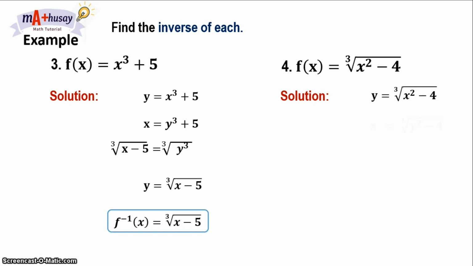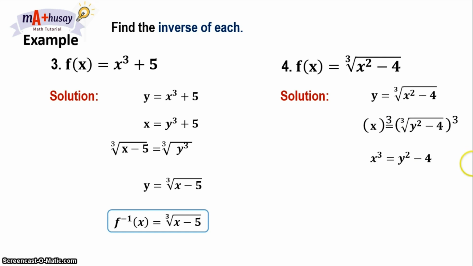So, we interchange the x and y variables. Meron na tayong x is equal to cube root of y squared minus 4. So, from here, ang gagawin natin ay kukunin natin ang cube ng both sides of the equation. So, makakancel natin ngayon yung cube root. So, x cubed is equal to y squared minus 4.